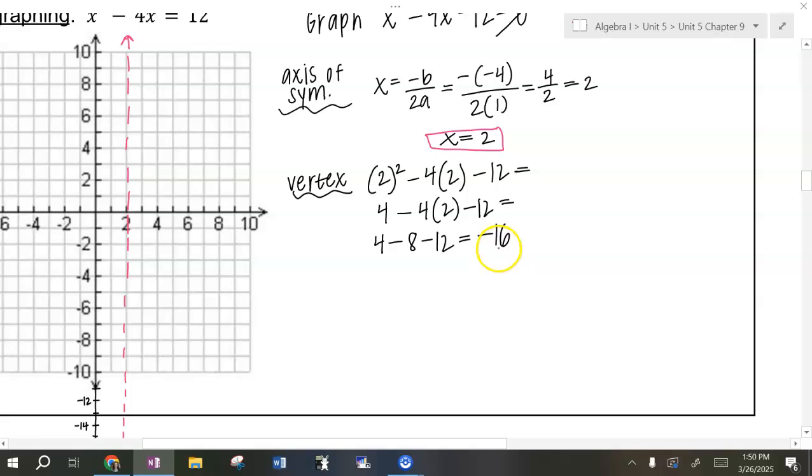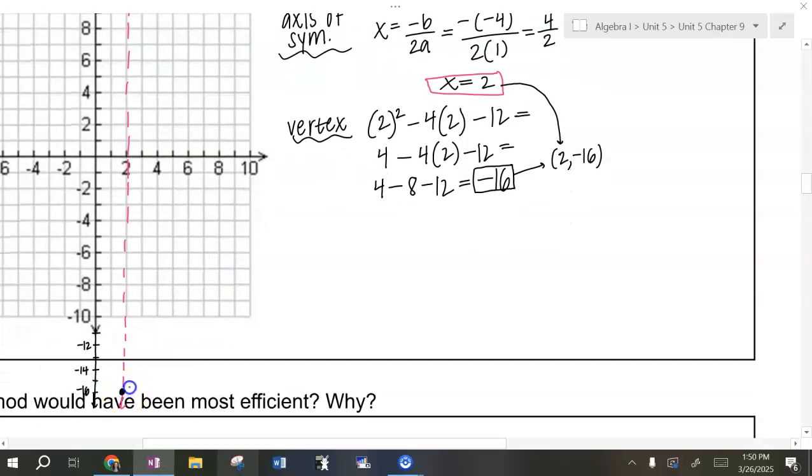So put this value together with the x value. We got a y value of negative 16 when the x value is 2. So 2 comma negative 16 is the vertex. Go ahead and put that on your graph.